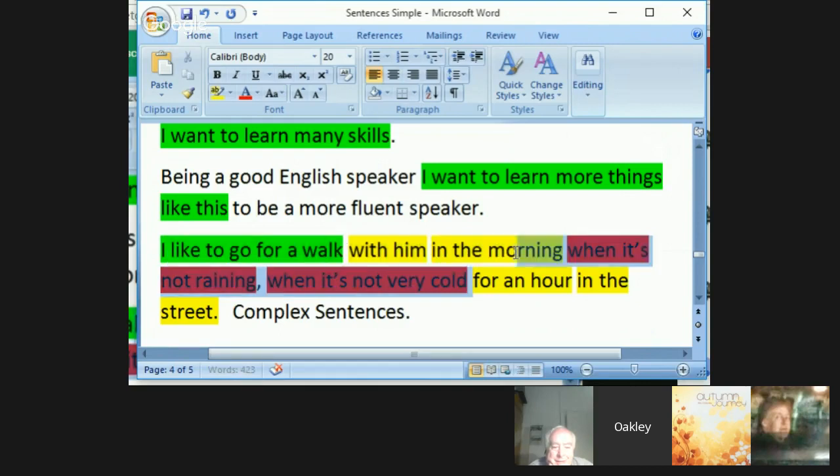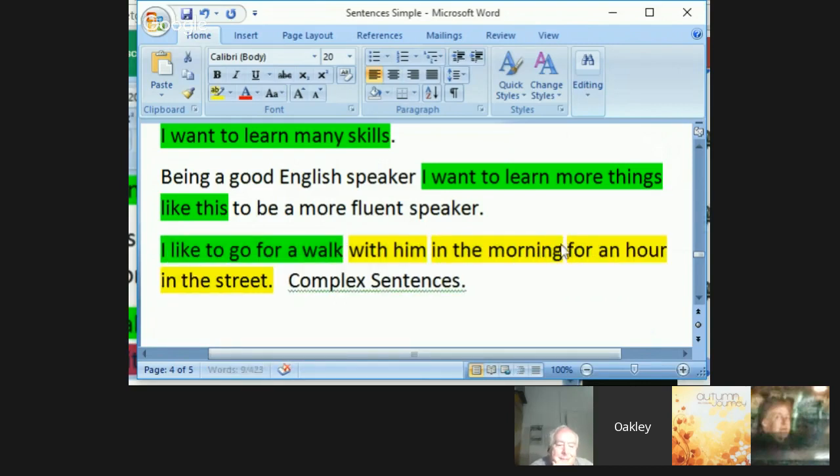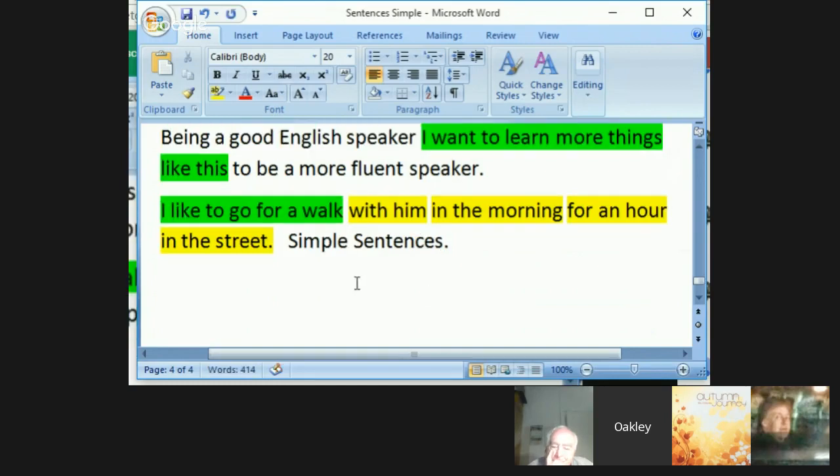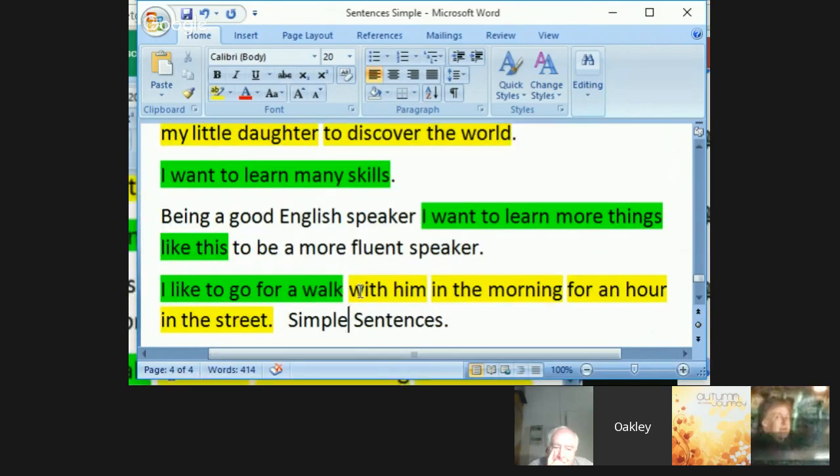Now, if we got rid of your dependent clauses here, even though you've got 1, 2, 3, 4 different prepositional phrases of time and place, this is actually fairly common. This is kind of what I was expecting somebody to do earlier. This is definitely a simple sentence, even though you got with him in the morning for an hour in the street. Time, place, time, place, time, place. That is a simple sentence. Most certainly.